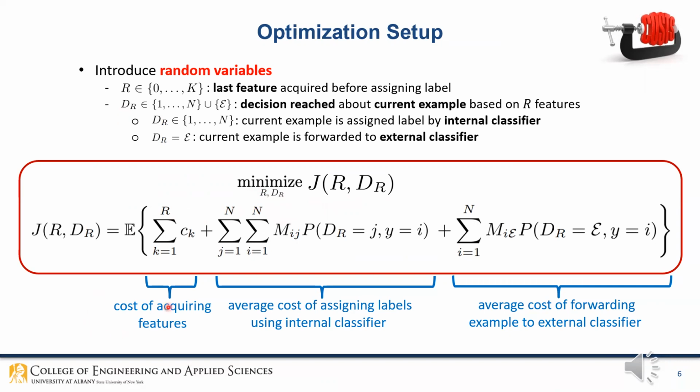The first term represents the average cost of acquiring r features, while the second term captures the average cost of assigning labels using the internal classifier. The third term indicates the average cost of forwarding the example to an external classifier.